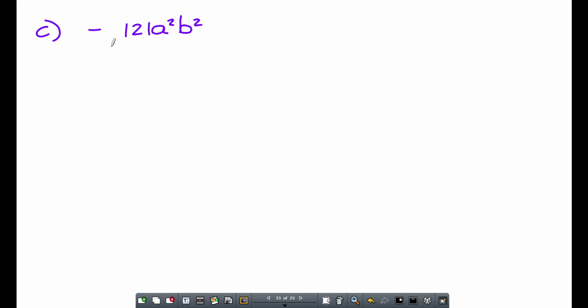Okay, so this was a nice and easy one. Please remember that that minus has got nothing to do with what's going on in the square root. So it's minus. Then square root of 121 is 11ab. Just that.